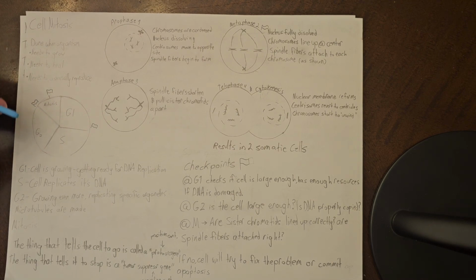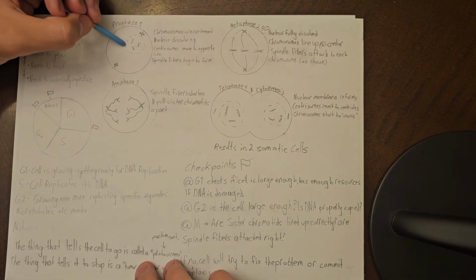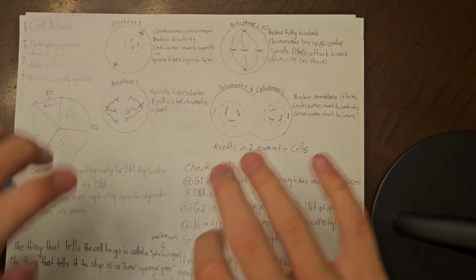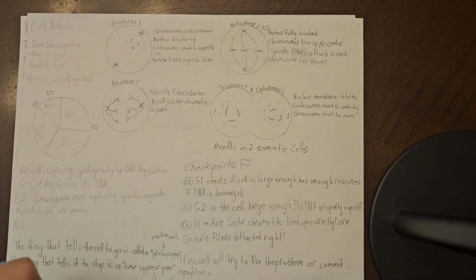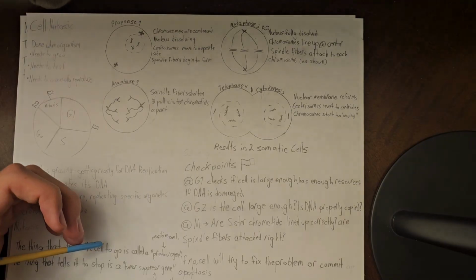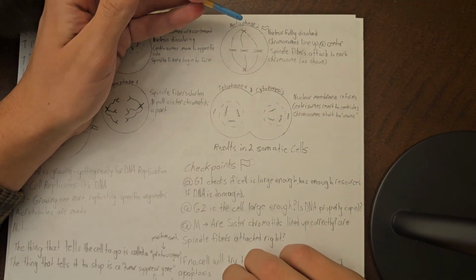Afterwards, there's mitosis. So let's go through the phases of mitosis. First, there's prophase, where chromosomes are condensed, the nucleus is dissolving, centrosomes move to opposite sides, and spindle fibers begin to form. Right, so this is our nucleus. It's beginning to break apart. Our chromosomes right over here are pairing up into sister chromatids. That's about it.